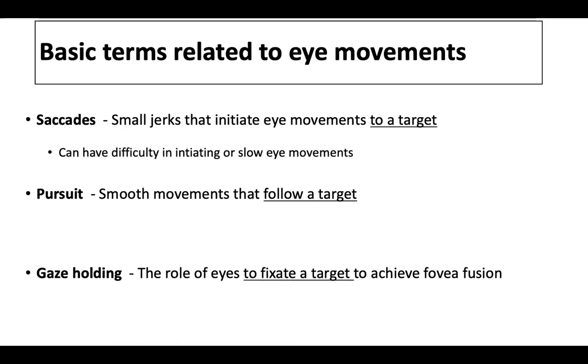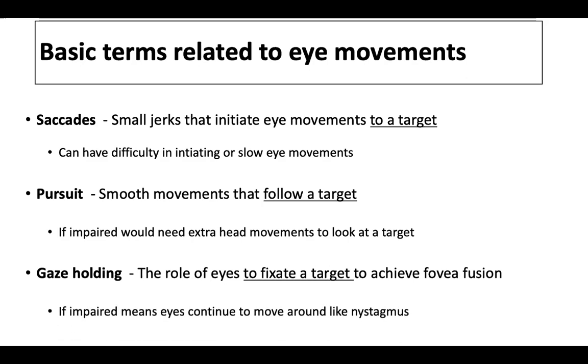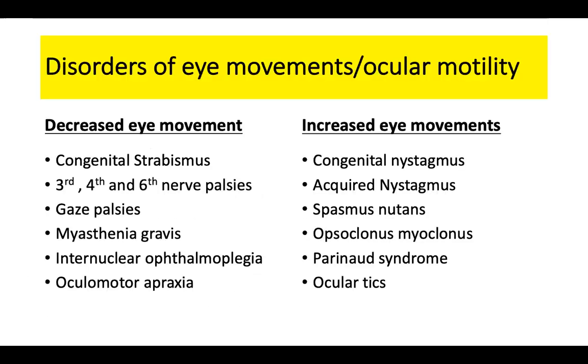So saccades are jerky movements. Impairment of saccades can cause difficulty initiating jerky movements. You can have oculomotor apraxia. And if the smooth pursuit is impaired, you may have saccadic intrusion, or the child may again show head thrusting movements. And the role of the eye is to fix a target, and if there is an impairment of fixation, you may have unusual to and fro jerky movements known as nystagmus.